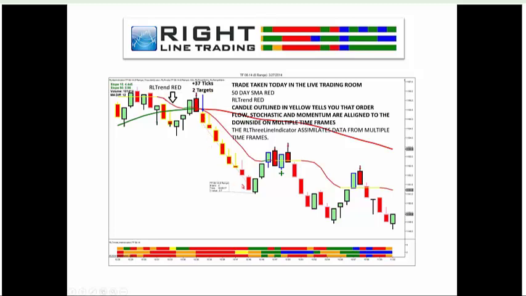And all it was, was a trend trade. The 50 was down, the 15 was down. We broke all support. We traded with order flow, stochastic and momentum with us. And remember, again, this is a multi-time frame analysis, and down we went.